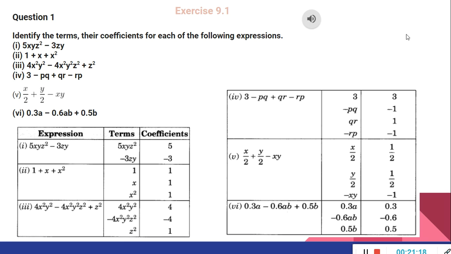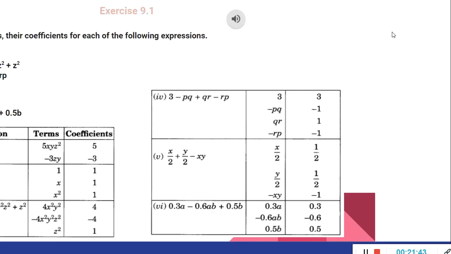Now last, sixth question. 0.3a minus 0.6ab plus 0.5b. Terms are 0.3a, minus 0.6ab and 0.5b. And their coefficients 0.3, minus 0.6, 0.5. Okay.